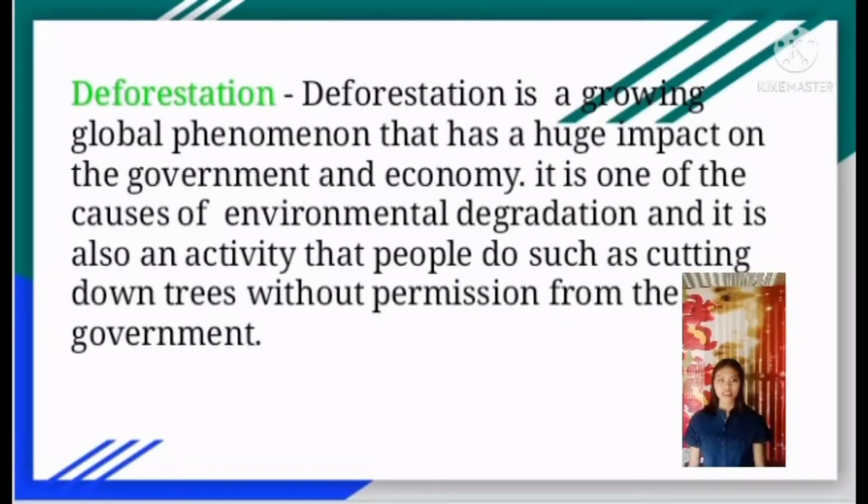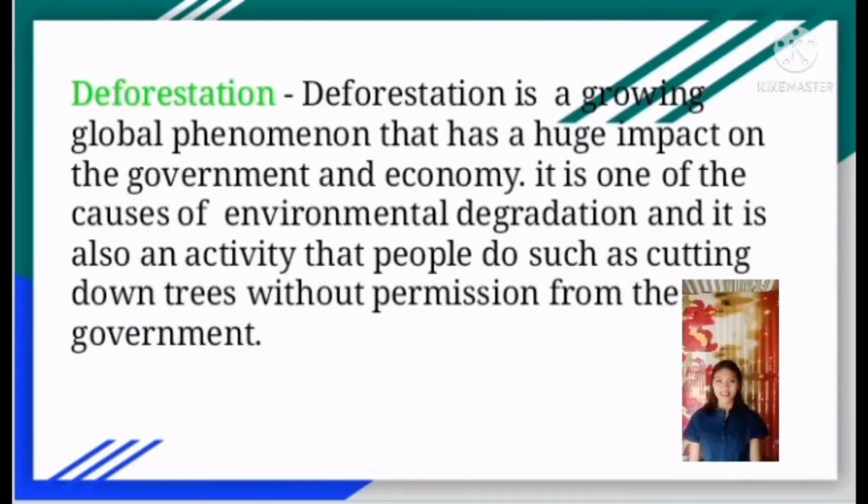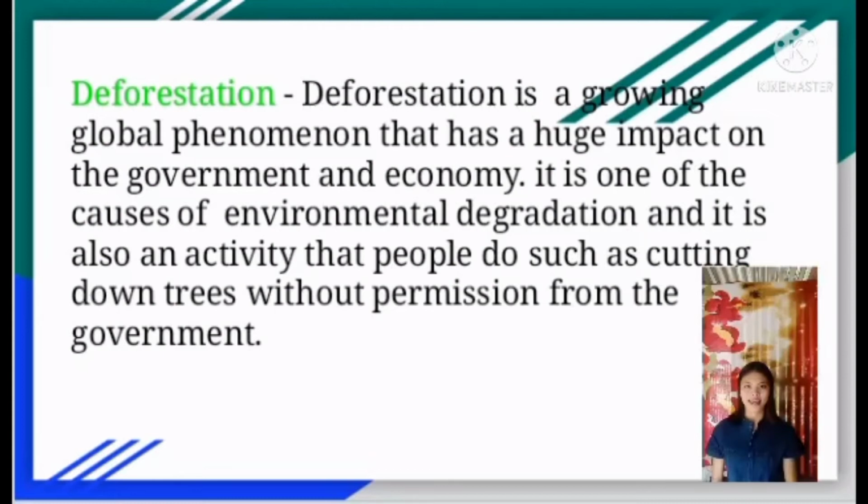Deforestation. Deforestation is a growing global phenomenon that has a huge impact on the government and the economy. It is one of the causes of environmental degradation. And it is also an activity that people do, such as cutting down trees without permission from the government.